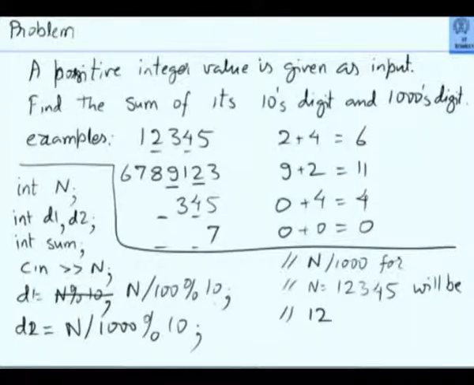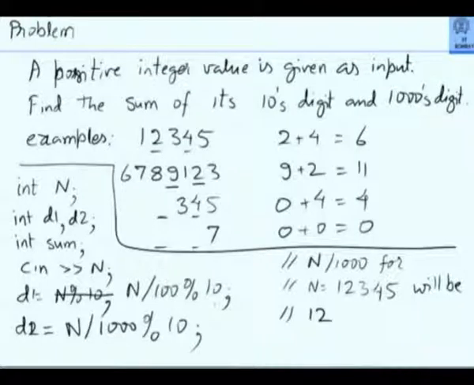If, for example, 1, 2, 3, 4, 5 is the number, then if I say simply n modulo 10, n modulo 100, or n divided by 100, I will not get the tens digit. N divided by 10, I will not get the tens digit either. I will get all the digits before that. So I first find out n divided by 10 and then take modulo 10.